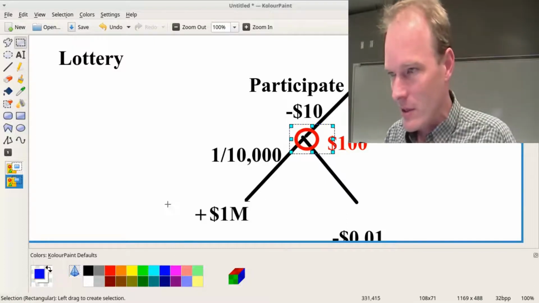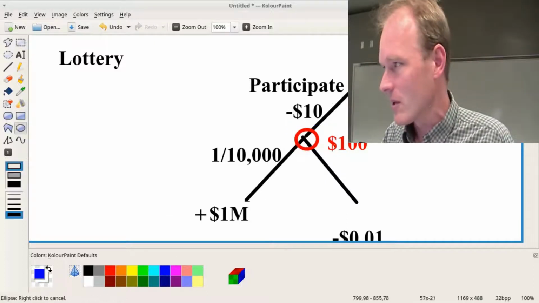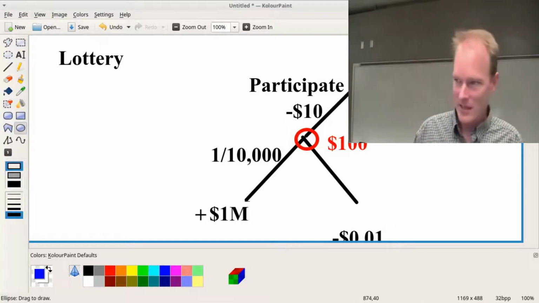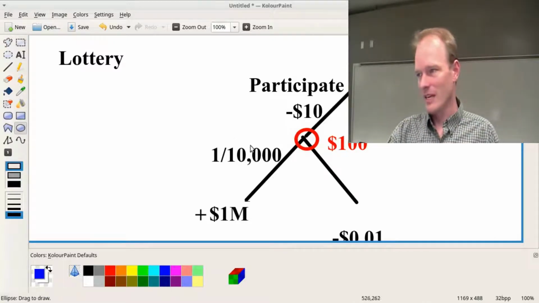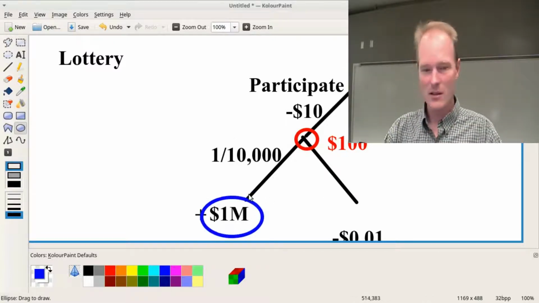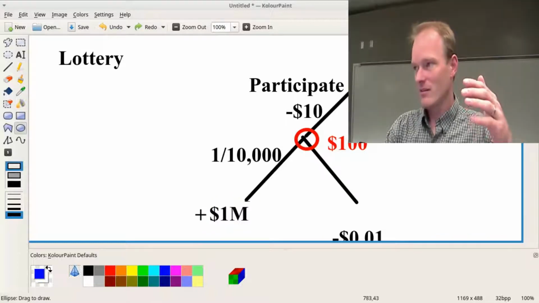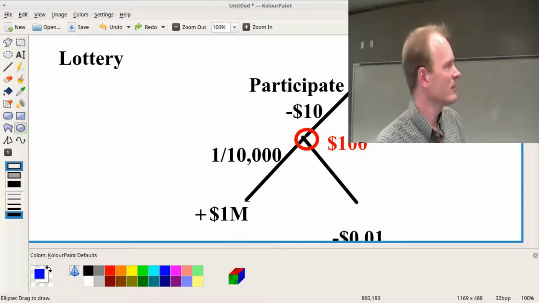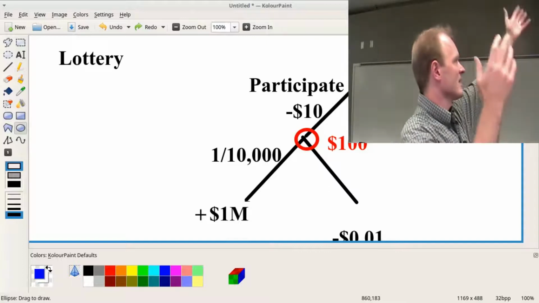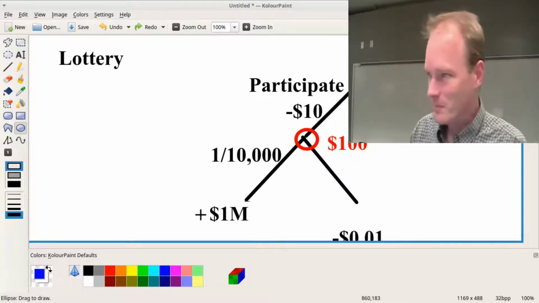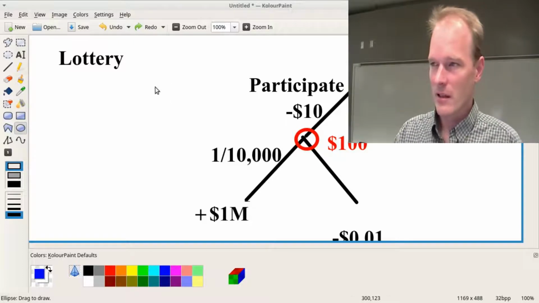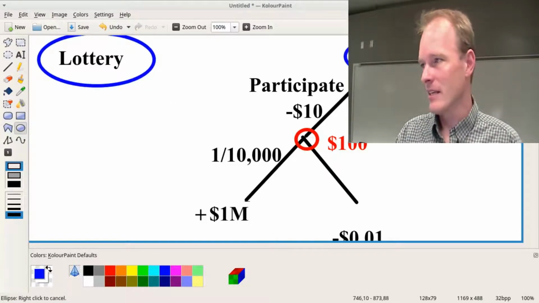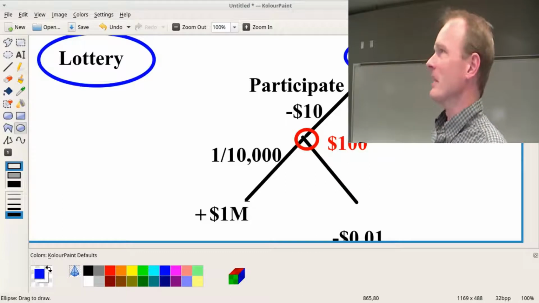So I claim the utility of living in a universe where there is a lottery with a 1 in 10,000 chance of winning that pays off $1 million that you can enter only once is $90. Okay? So the utility of life is $90, and there you go. In other words, this lottery is going to lose $90 on average per participant.